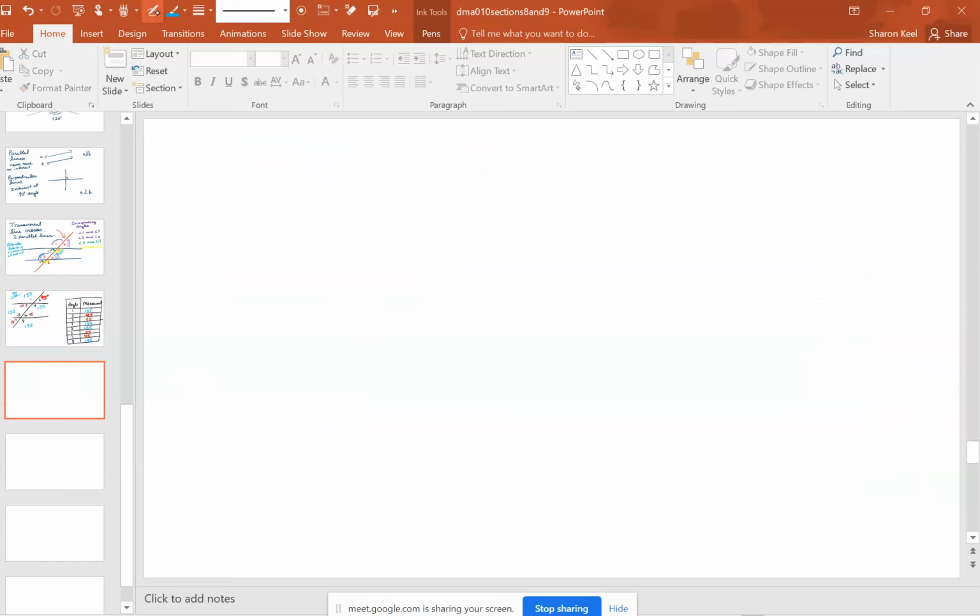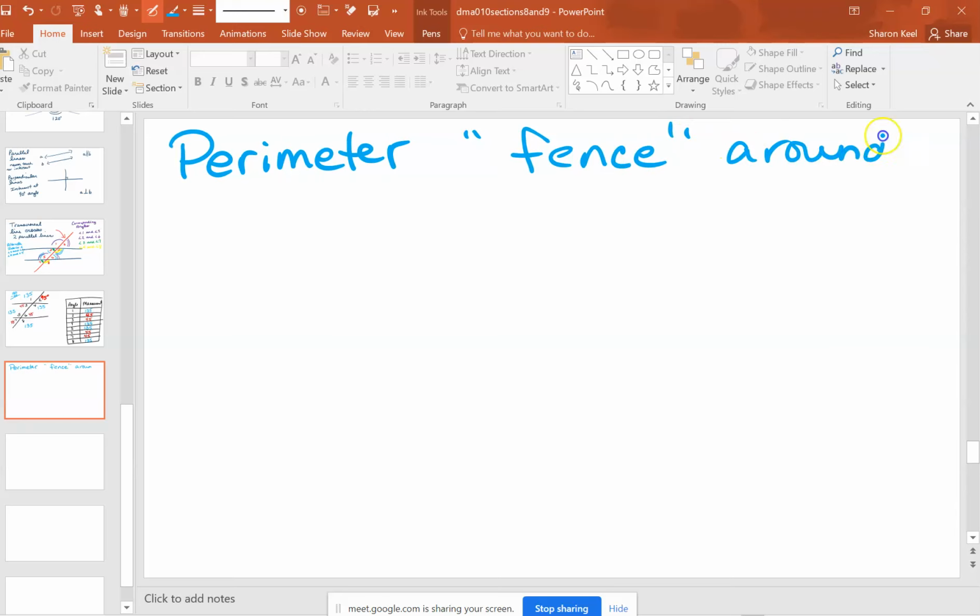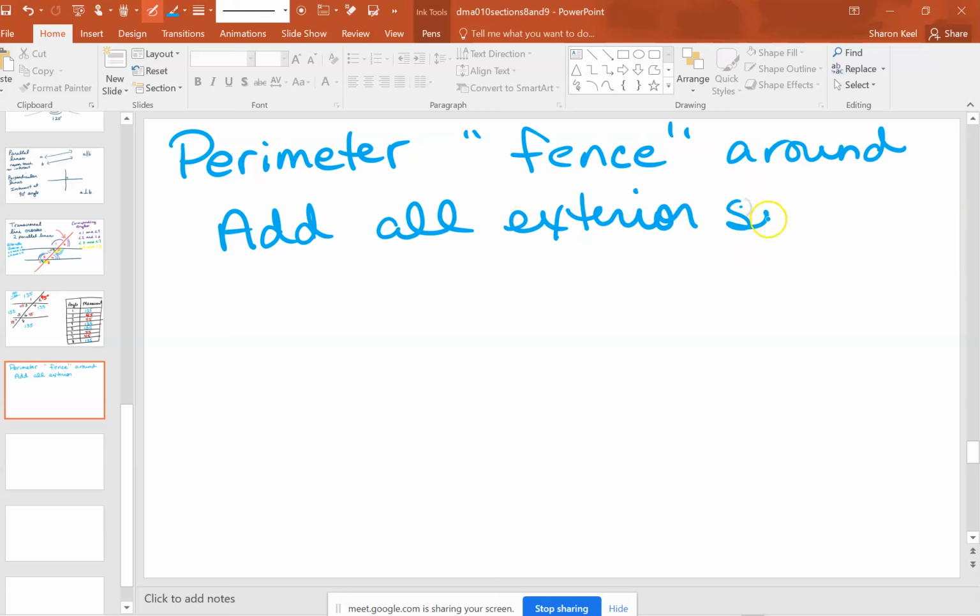With geometry, we're also going to look at some other terms. Let's look at the word perimeter. Perimeter is like putting a fence around something. A fence around. You will add all exterior sides to find the perimeter of something.